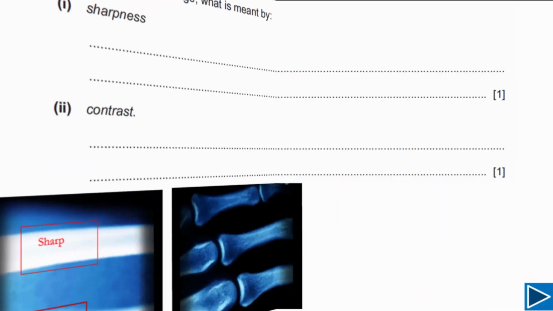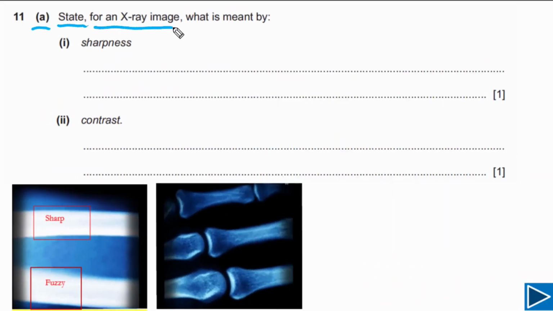At the end of the video, we will also discuss what are the advantages and disadvantages of CT scan. For part A, we need to state for an X-ray image what is meant by sharpness and what is meant by contrast. We will try to understand what is sharpness with the help of these two images.